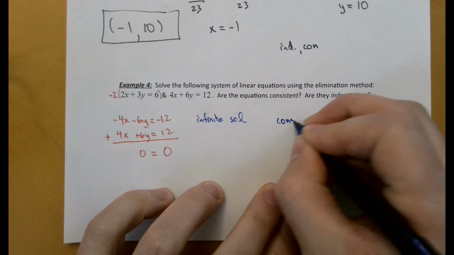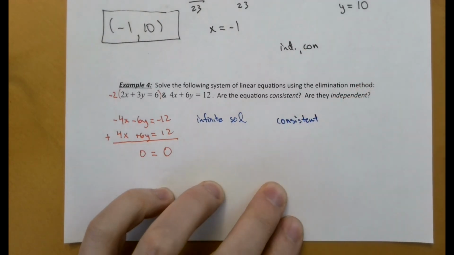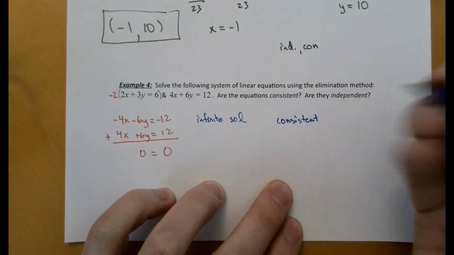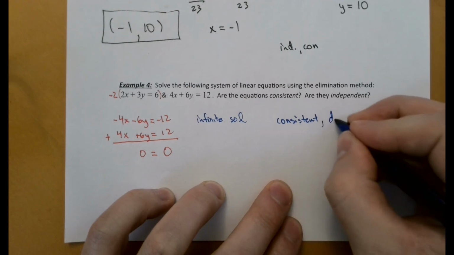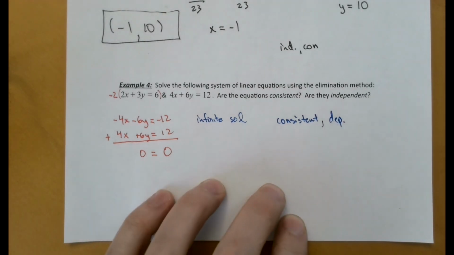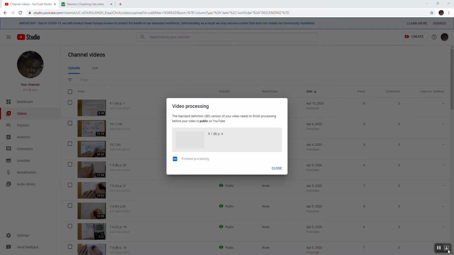This is a consistent system because there is at least one solution. Yeah, there's like infinite, but whatever. And then it's dependent because they're the exact same line. This one I am going to graph just so you can see.